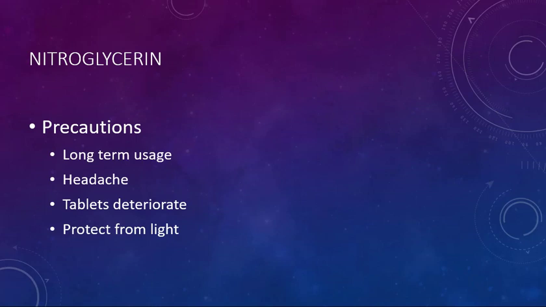Nitro is very unstable. That's why if you look at a nitro bottle, if you've ever seen it, it's in a brown colored bottle. So it deteriorates with light and with heat. Okay, light and heat. So tablets can be less effective. And again, you don't want to leave your nitro outside a lot for those particular reasons.